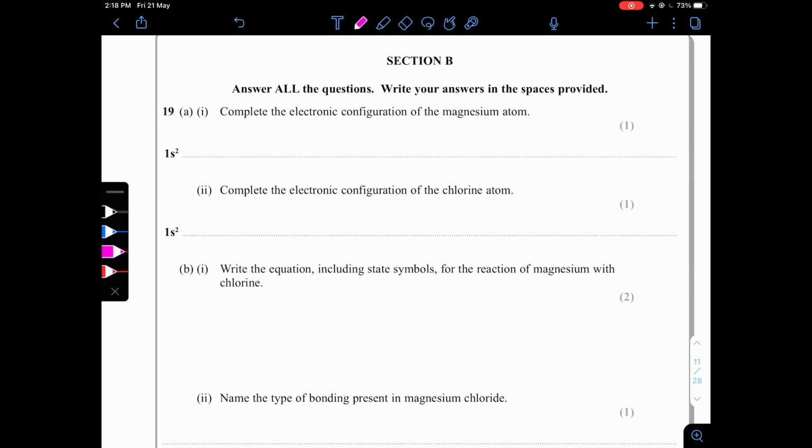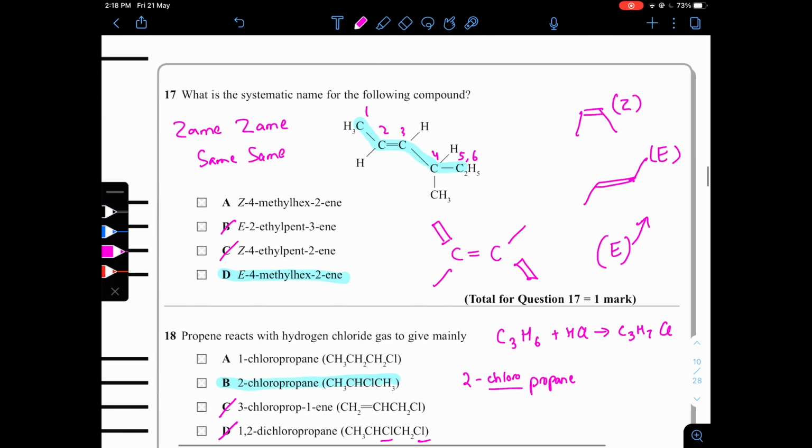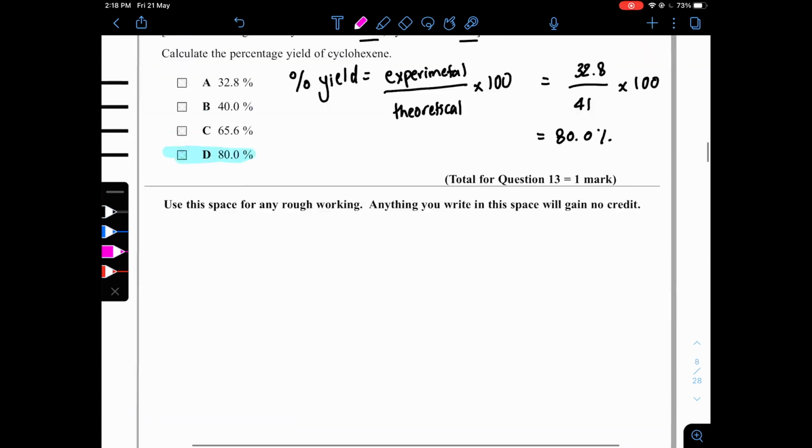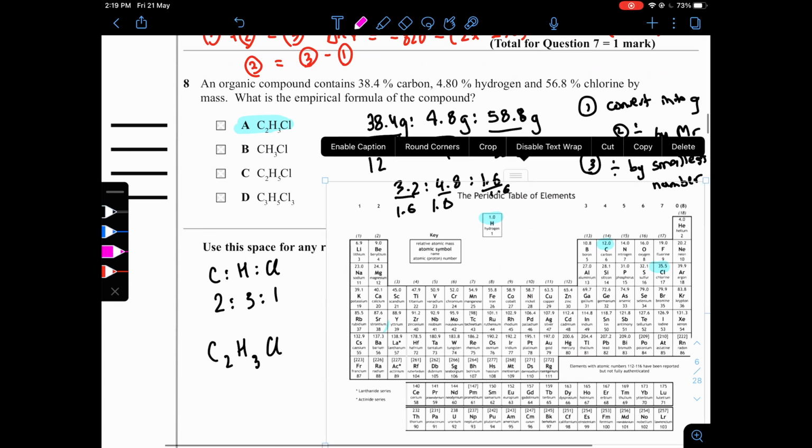Complete the electronic configuration of a magnesium atom. First we need to know how many electrons there are in magnesium, or using the periodic table we can get that.